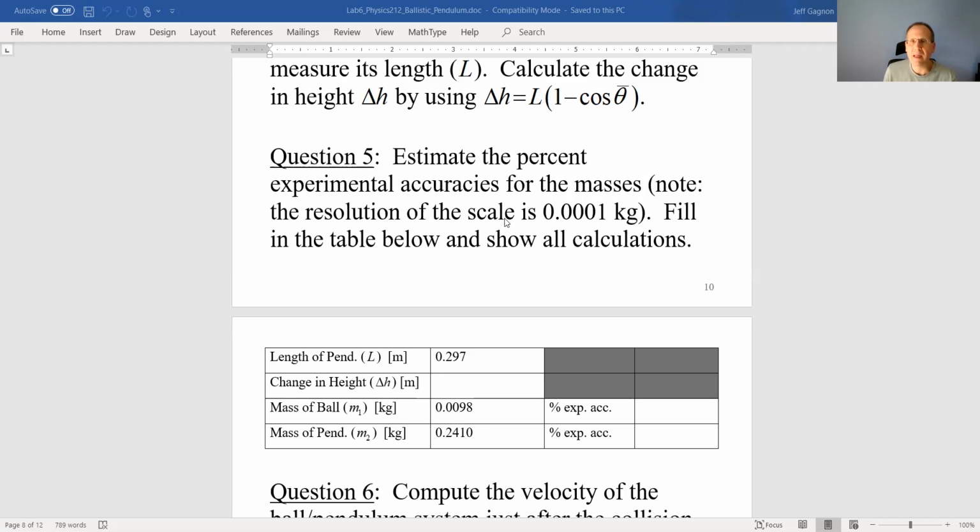And the resolution of that scale was 0.1 grams, which is the same as 0.0001 kilograms, right? So like this value right here is simply going to be 0.0001 divided by 0.0098 times 100. So you're just estimating those percent accuracies. And again, show me those 2 calculations.